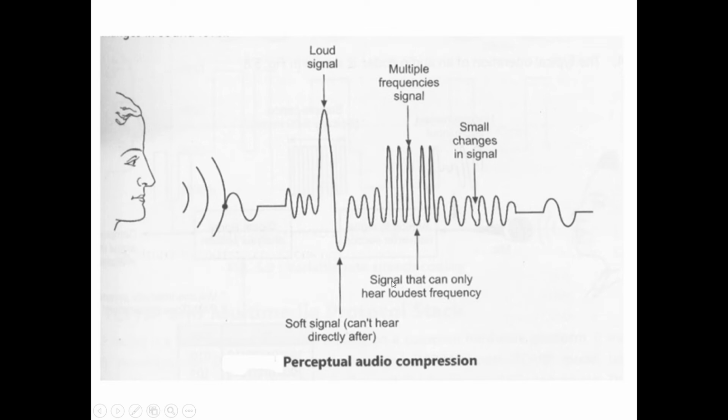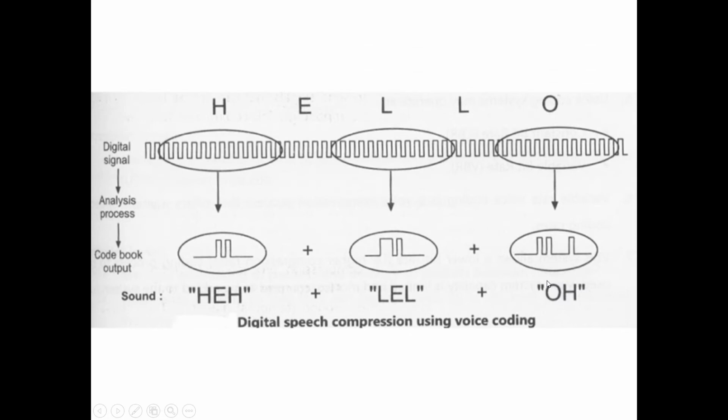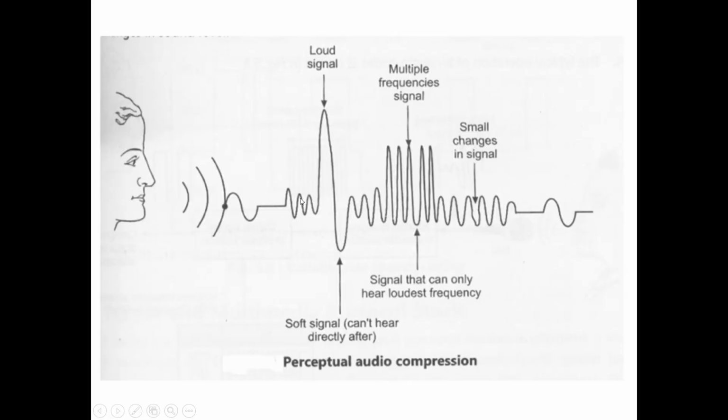So you can only hear the loudest frequency. The signals here can be heard only at the loudest frequency. So in that case, if there is a loud signal and after that you are not able to hear something, you just remove it. For a signal that can only be heard at its loudest frequency, keep that only. Remove those small changes which cannot be heard or are not audible.